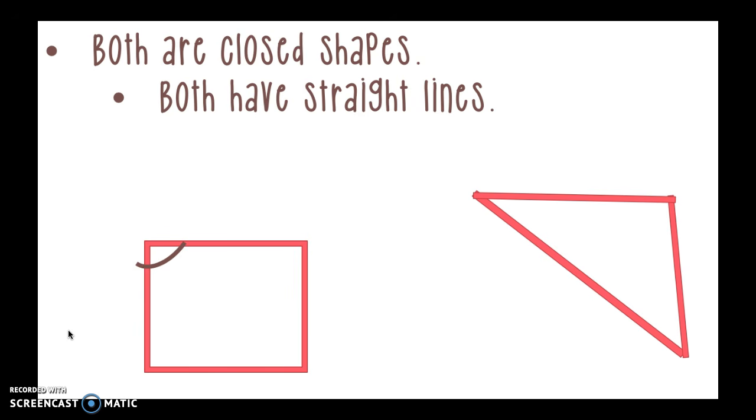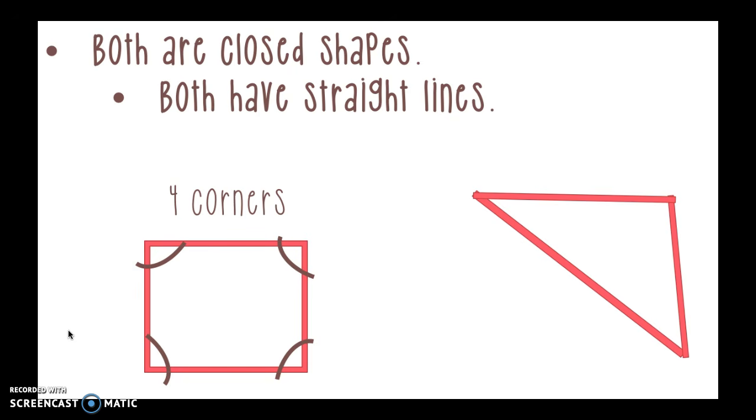Let's count. 1, 2, 3, 4. This shape has 4 corners. Now, I like to put a little doodad in the corner, just like a nice little swoop, as I'm counting them so I don't forget which corners I've counted. Especially when you get into big old shapes, you don't want to get confused. So I like to just do a little swoop really fast in the corners.